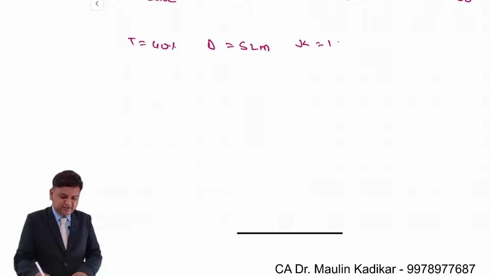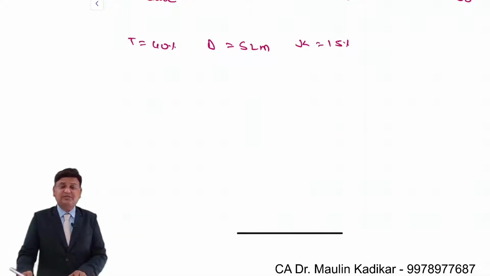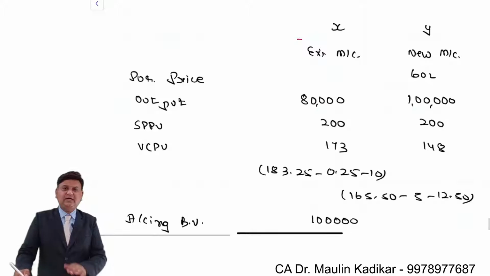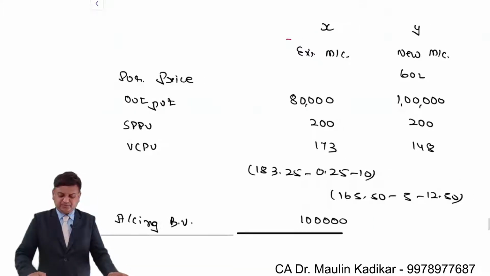Cost of capital is 15%. And there are 3 questions provided to us. The first is NPV of the replacement decision. Okay. Now, I have a few questions to all of you.